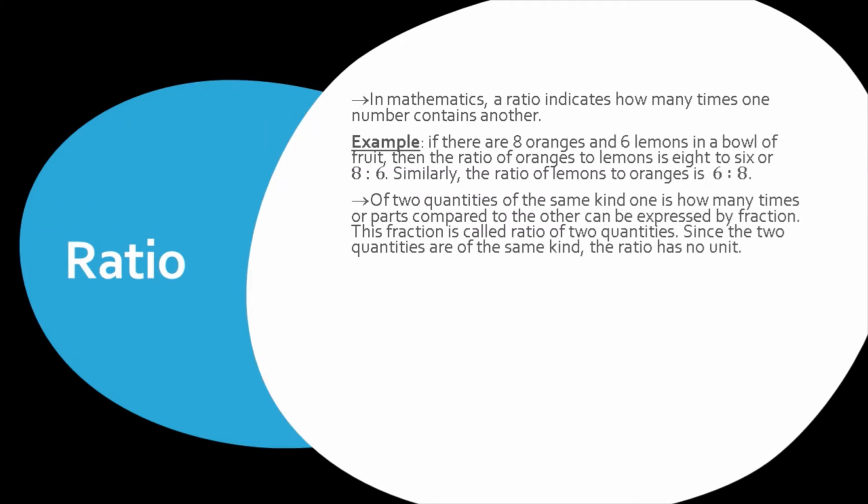Again, another definition of ratio, for you to better understand it: for 2 quantities of the same kind, one is how many times or parts compared to the other, which can be expressed by a fraction. This fraction is called the ratio of 2 quantities. Since the two quantities are of the same kind, the ratio has no unit.